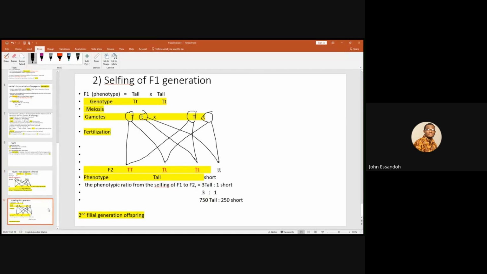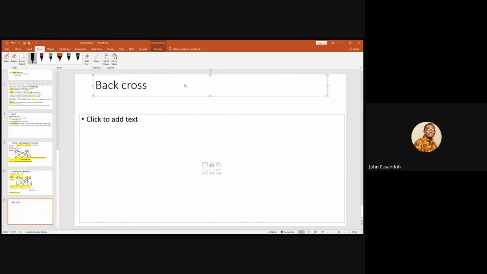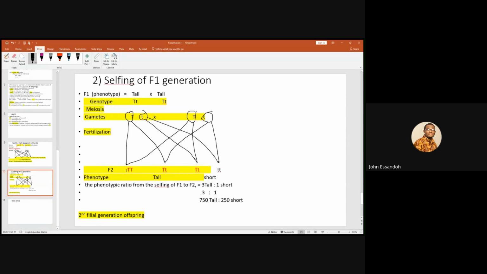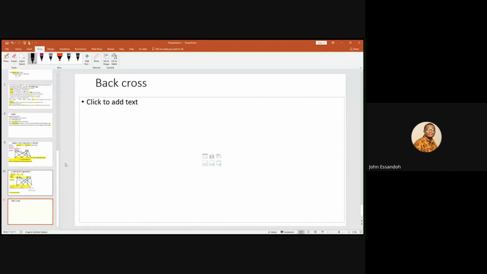So he did something we call back cross. It's simple. I use different terms, but don't worry. Back cross is simply crossing the offspring with one of the parents. For instance, you cross the children here with the parent; that is back cross.